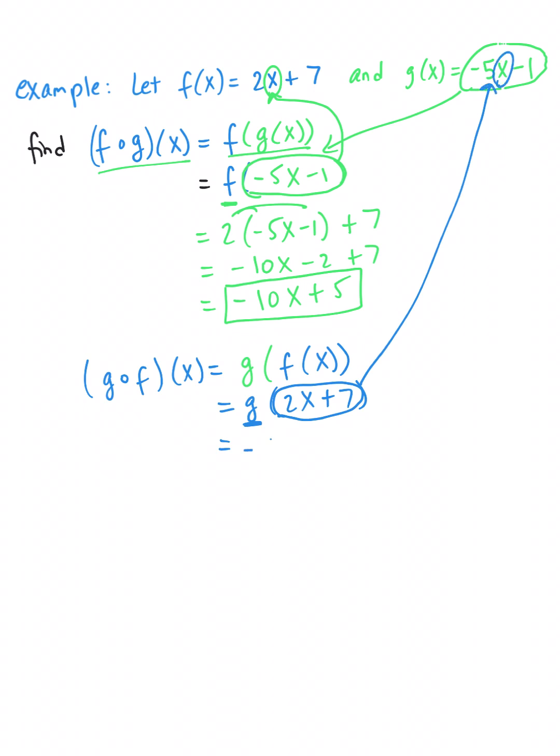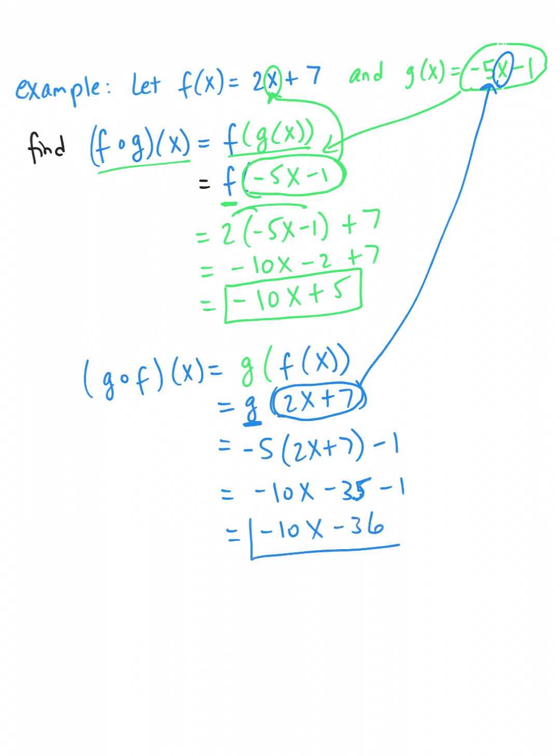So we'll have negative 5 times 2x plus 7 minus 1. Negative 10x minus 35 minus 1 is equal to negative 10x minus 36. And that's our final answer.